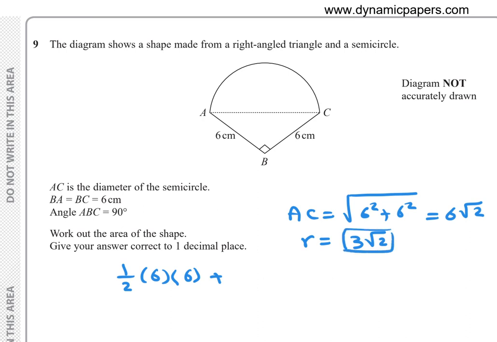Now you can find the area of the semicircle. Area of the semicircle equals half times pi r squared. So half times pi times r, which is 3 square root 2, all squared, equals 46.3 to 1 decimal place, centimeters squared.